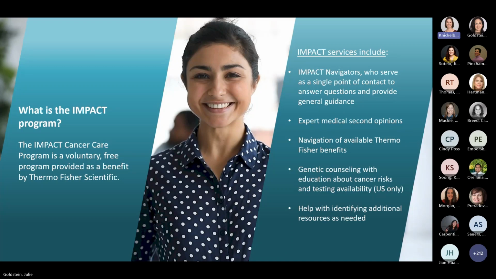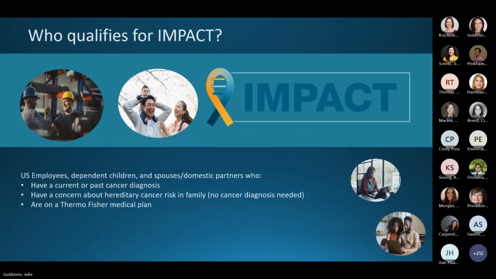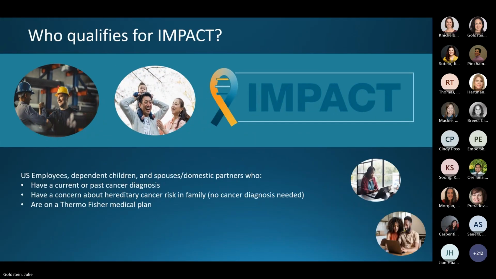Okay, next slide. As I discussed, the qualifications are pretty simple. It's really anyone who's on a Thermo Fisher medical plan. You do not need to have a cancer diagnosis to enroll.